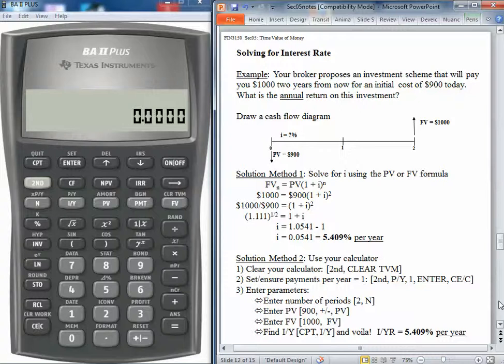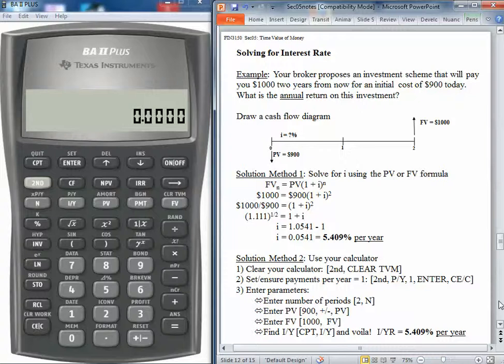Your broker proposes an investment scheme that will pay $1,000 2 years from now for an initial cost of $900 today. You want to compare it to other investment opportunities, so you need to calculate an annual rate of return. Now, this may sound a little complicated, but with the financial calculator, it is the same process. It's just now we're going to ask the calculator to compute the rate or the interest rate per period.